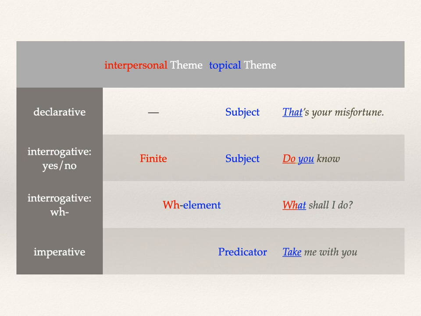So if we set this out as a kind of structural diagram, you see the contrast. Okay? Declarative, only subject. Yes, no, interrogative, finite followed by subject. WH interrogative, the fusion of the interpersonal and the topical theme. And finally imperative, the predicator.